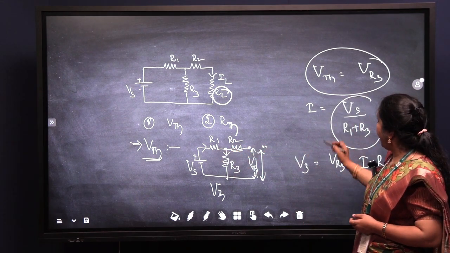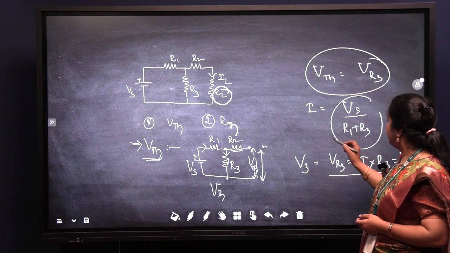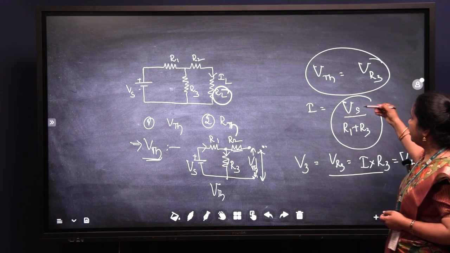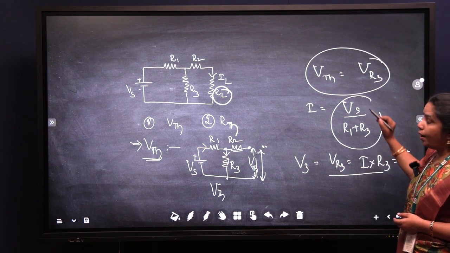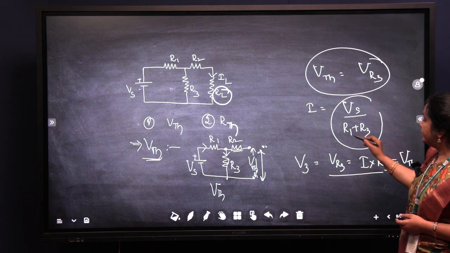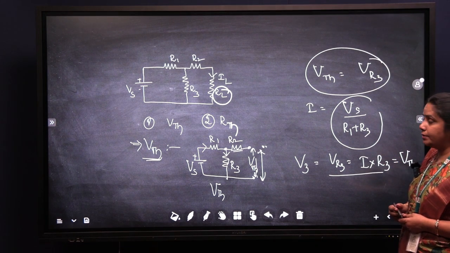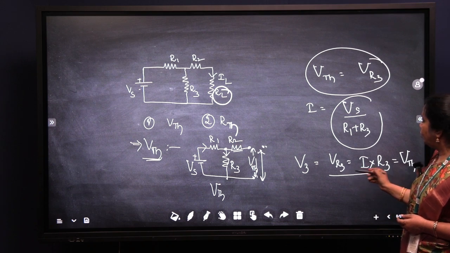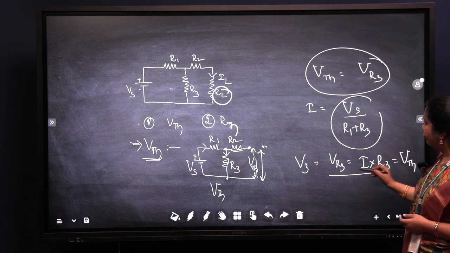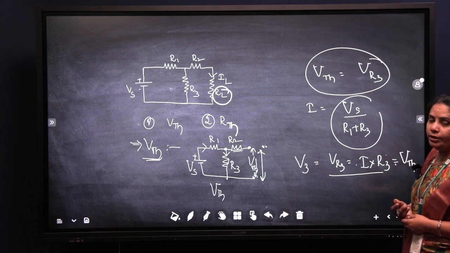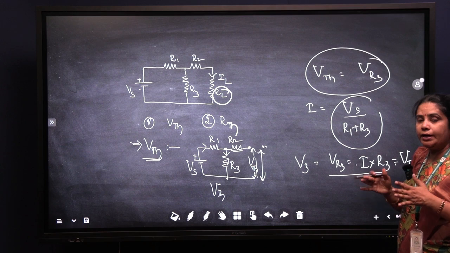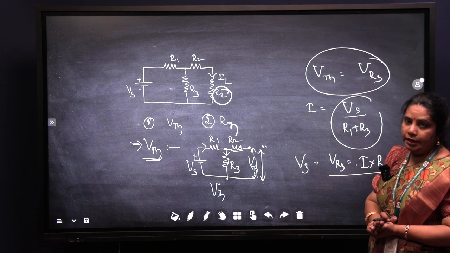So that I have calculated by using Ohm's law. I is equal to total voltage by total resistance. What is the total voltage you have? Vs divided by resistance, which is nothing but R1 plus R3, and you got the total voltage V3, which is nothing but, from Ohm's law, current multiplied by the resistance. The current multiplied by resistance, you will calculate what is VTH. So we have completed half of our Thevenin's theorem equivalent circuit.